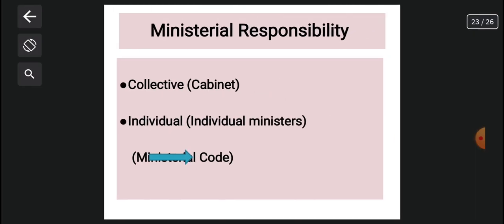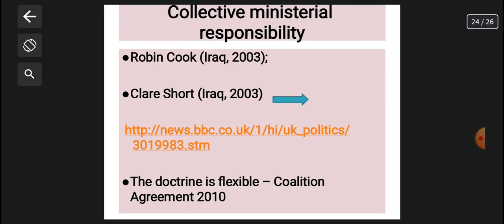Ministerial responsibility. Collective responsibility is taken by the cabinet and individual responsibility is carried by the individual ministers. So it is a ministerial code. Here are some of the cases mentioned: Robin Cook, Iraq 2003. We'll take a look into this as we go on in our next videos.